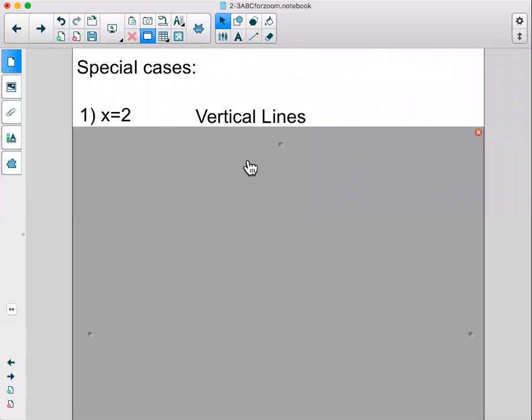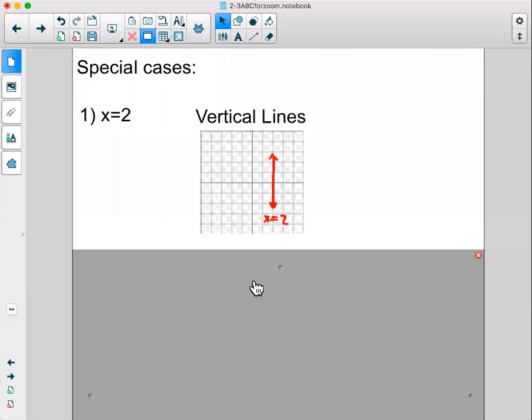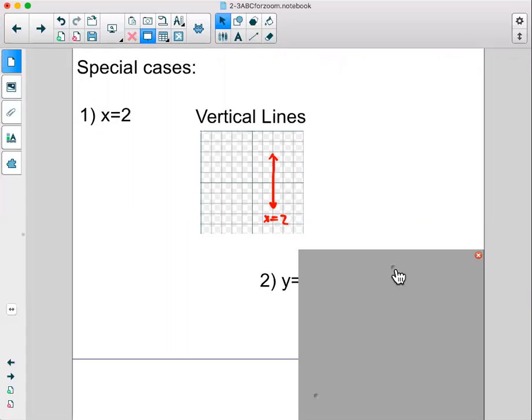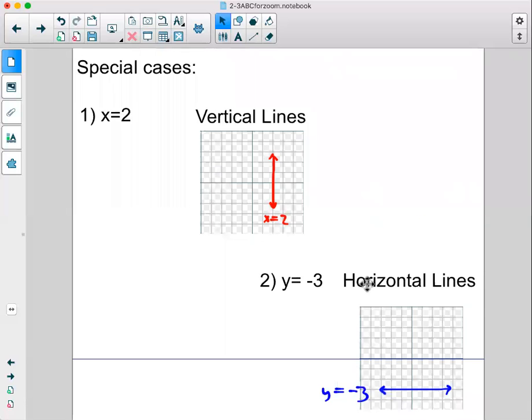Now, the special cases, vertical lines or horizontal lines. If x is always 2, I could draw it like the axes are here. That would be the graph. x is always 2. And now practice, what would this graph be? y is always -3. The graph would be a horizontal line where these are the axes.